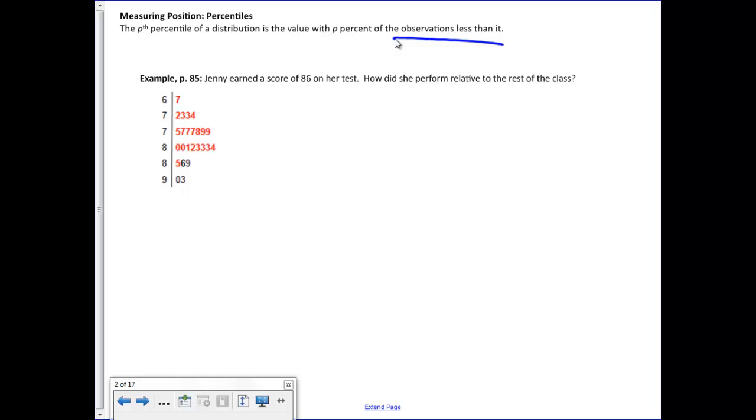So if I say Jenny earned a score of 86 on her test, how did she perform relative to the rest of the class? Here's her score at 86. How many people are below her? So we count, 1, 2, 3, 4, 5, 6, 7, 8, 9, 10, 11, 12, 13, 14, 15, 16, 17, 18, 19, 20, 21. There are 21 out of 25 students in her class that were below her. Divide it, you get 0.8. 0.84, I'm sorry.